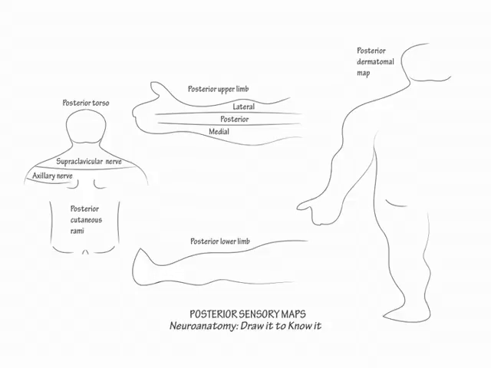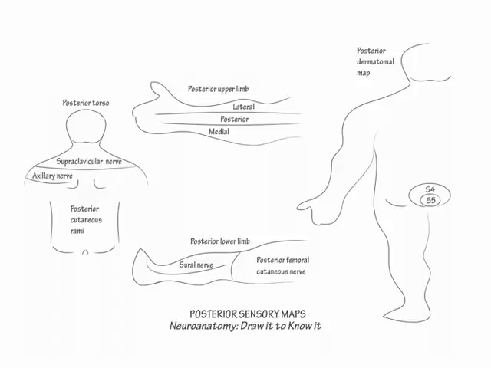Next, show the posterior femoral cutaneous nerve covers the midline back of the thigh, and the sural nerve covers the lower lateral leg and lateral foot. The sural nerve is formed from branches of both the peroneal and tibial nerves. To draw the posterior surface dermatomal map, begin with the anus. Label it S5. For simplicity, we exclude the coccyx, which is present within the center of S5.